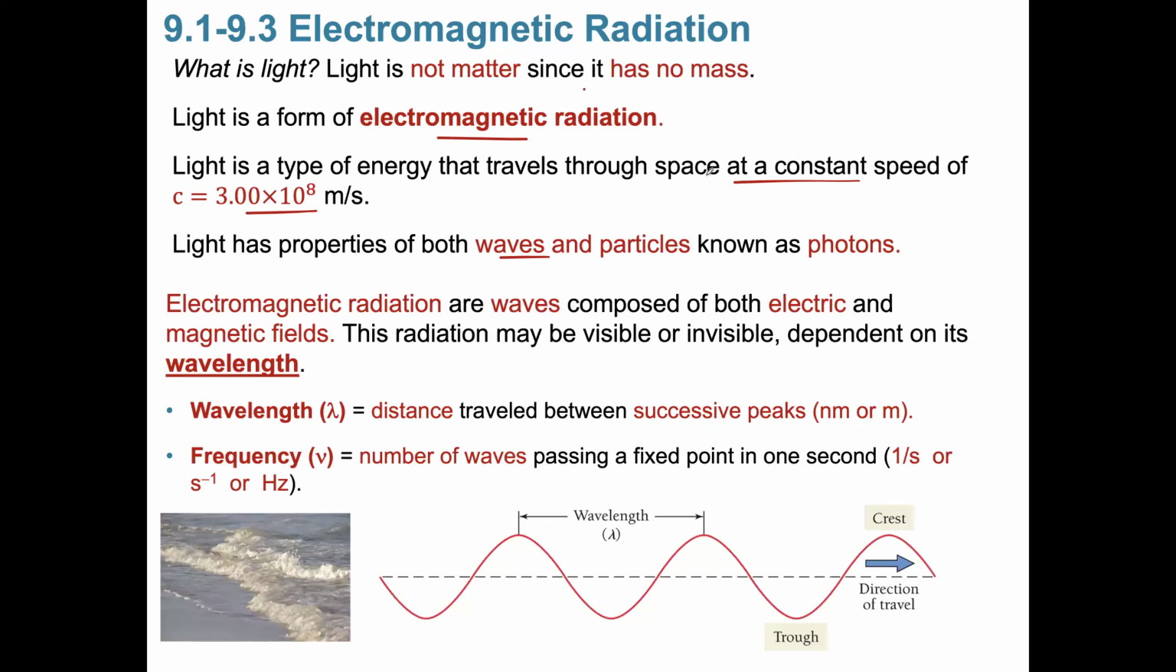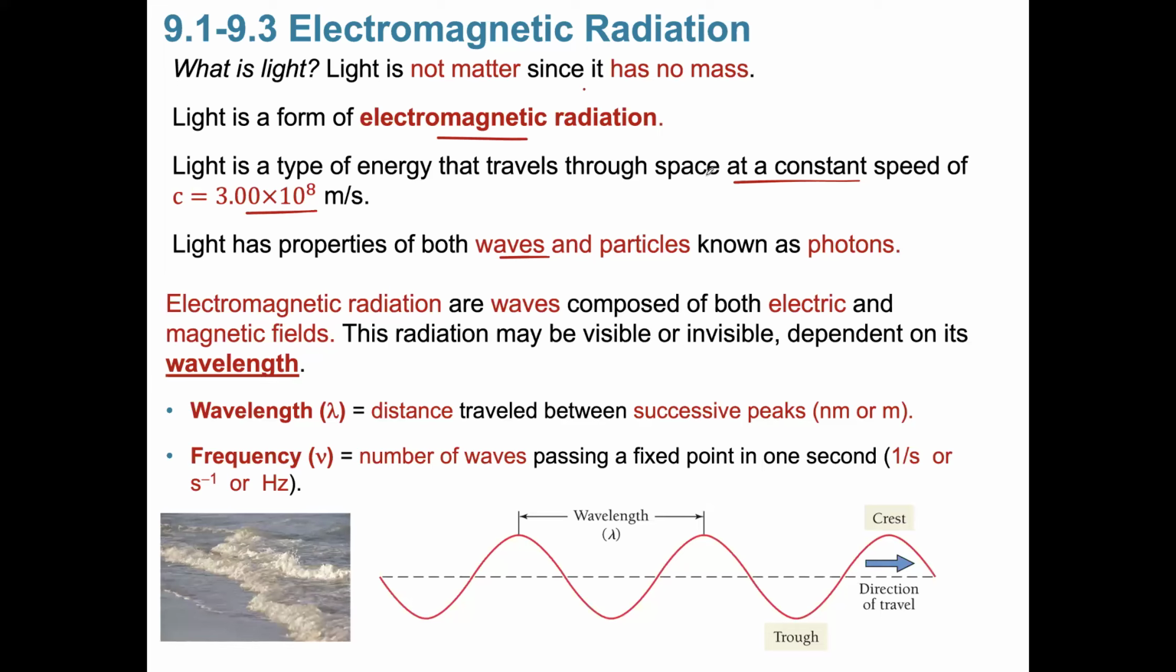In Chapter 9, we're going to learn about electromagnetic radiation as well as electron configurations of different atoms. So we experience different types of radiation every day, and light is a form of electromagnetic radiation. Earlier in the semester, we learned the definition of matter. Matter is anything that occupies space and has mass. So light is not matter since it does not have mass.